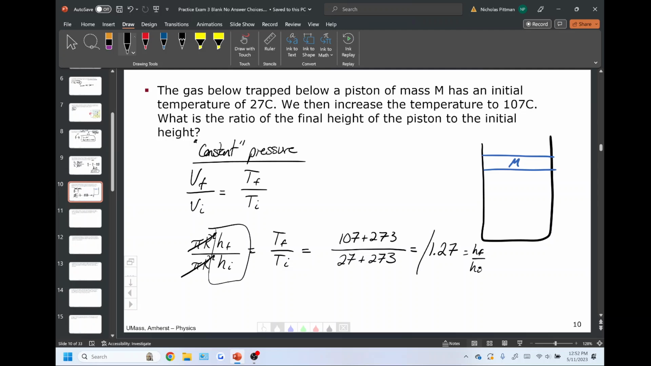And does this make sense? Yes, we increased the temperature, so the height increased, right? The gas expanded a little bit.